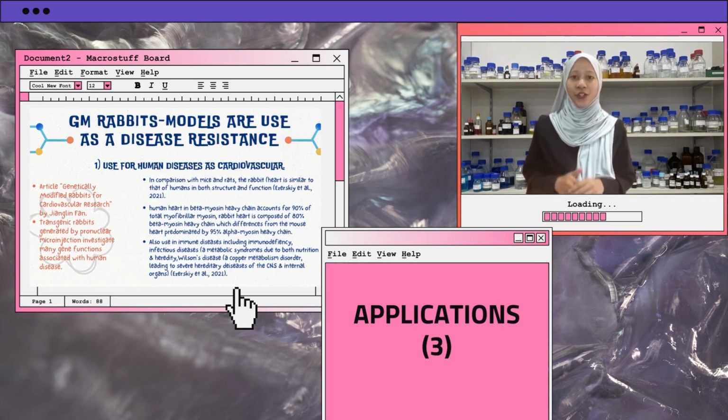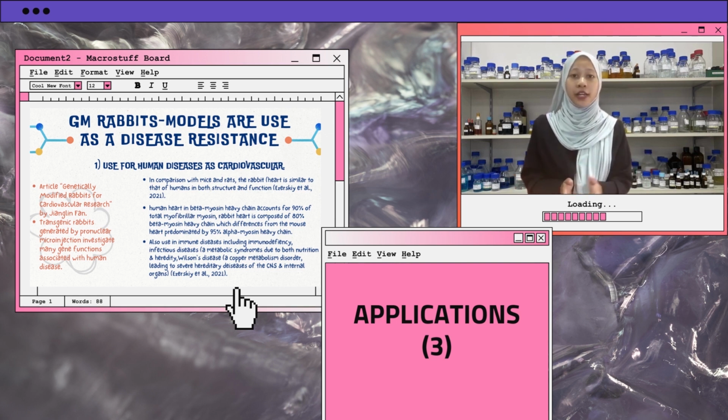Next, another application of GM rabbits using Cas9 technology is that it produced GM rabbit models of human diseases such as cardiovascular disease. Based on the article Genetically Modified Rabbit for Cardiovascular Research by Jian Ling Fan, transgenic rabbits generated by pro-nuclear microinjection investigate many gene functions associated with human disease. Transgenic rabbits have been used in human disease research because, in comparison with mice and rats, the rabbit heart is similar to that of humans in both structure and function.